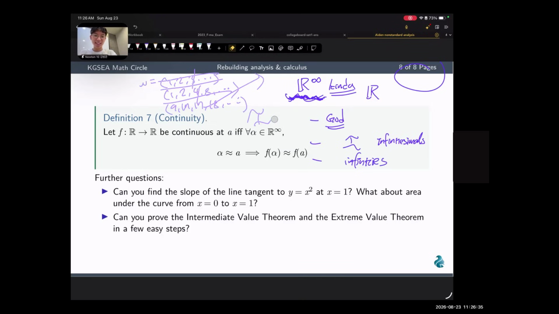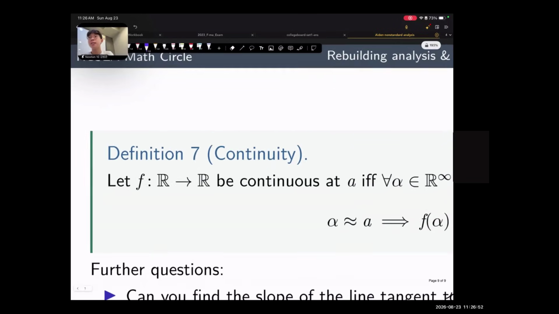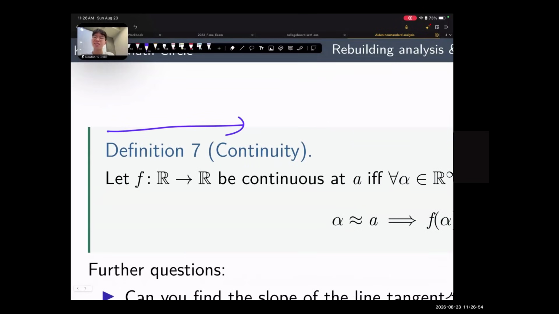And both the fact that we have infinitesimals and we have infinities are going to produce some really unexpected results. Let's look at continuity. Are we all familiar with what continuity means? I don't really expect you to be, because it's just a calculus thing. Have you heard of continuity or what it is?